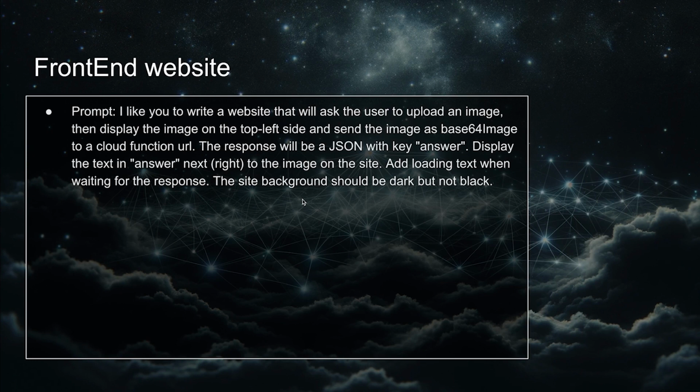I just wanted in this video to talk about the back end, and I decided not to waste any time on the front end. So I created a prompt for the front end, and I went to my favorite chatbot, and I told it, you can read it over here. I'd like you to write a website that will ask the user to upload an image, then display the image in the top left side, and so on. And I describe what's going to be the result from the API. So it's going to get a JSON, and there's going to be an answer, and you just need to take the string from the answer and then display it next to the image.